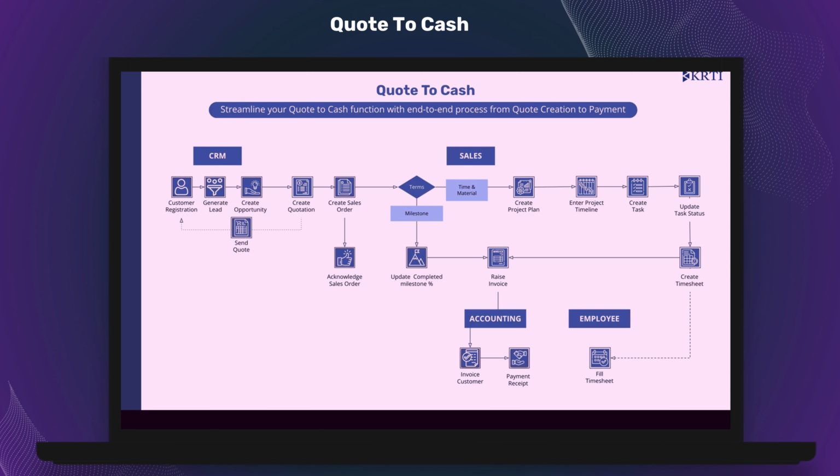Here in this example, we will take a look at two different methods of sales order generation. We'll take an example of service delivery and order to cash. The product flow we already covered in the order to cash process. Now, for quote to cash, we're going to stick to the two different types of contracts that we'll create. One is time and material, and the second is milestone billing.